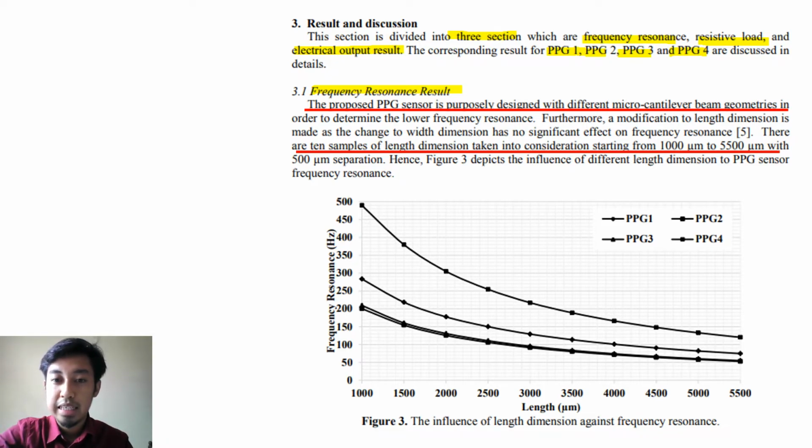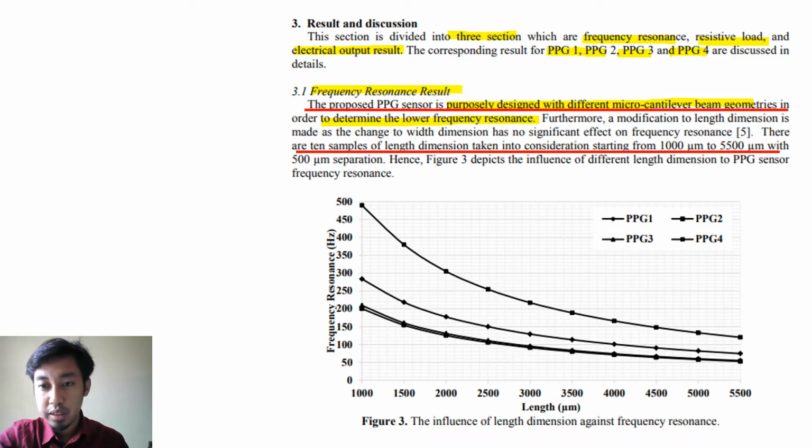The proposed PPG sensor is purposely designed with different cantilever beam geometries in order to determine the lower frequency resonance. So the objective here of purposely doing the different micro cantilever beam geometry is to determine the lower frequency resonance, because in order to harvest energy, the ambient frequency is lower than 200 hertz. Okay, so let's check it out.